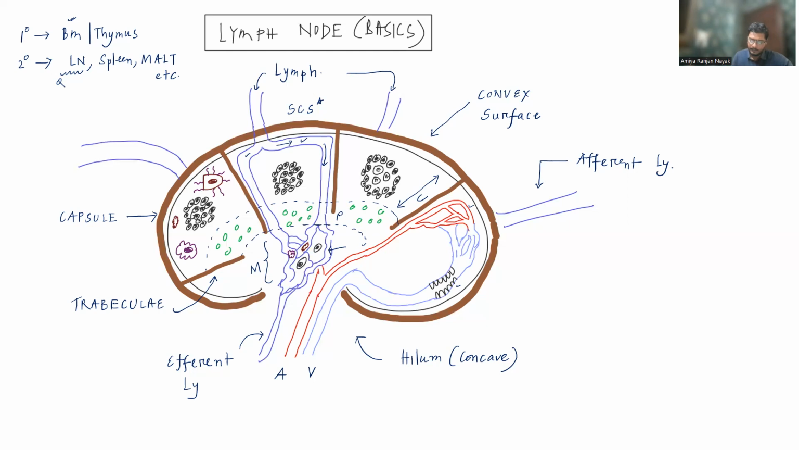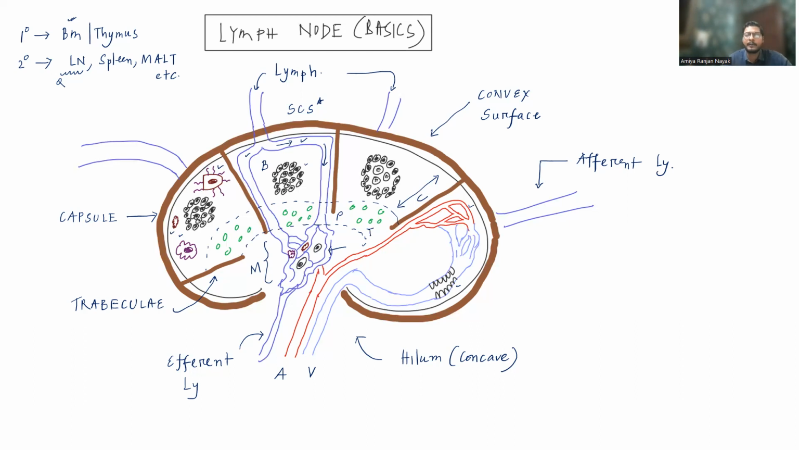Now you can also appreciate that in the cortex we are finding follicles. These follicles predominantly contain B lymphocytes. Along with B lymphocytes, you will also find follicular dendritic cells, reticular cells, and macrophages in the cortex. And in the paracortex, we are going to find the T cells. So the paracortex is rich in T cells.